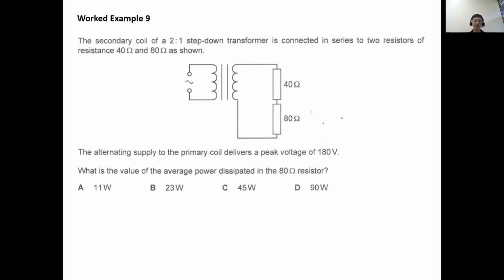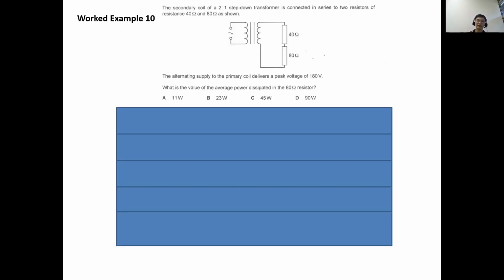The alternating supply to the primary coil delivers a peak voltage, very cheeky here, very nasty, 180 volts peak value. What is the average power dissipated in the 80 ohm resistor? Okay, MCQ, not so easy. So let's first take a look at how we can solve this.